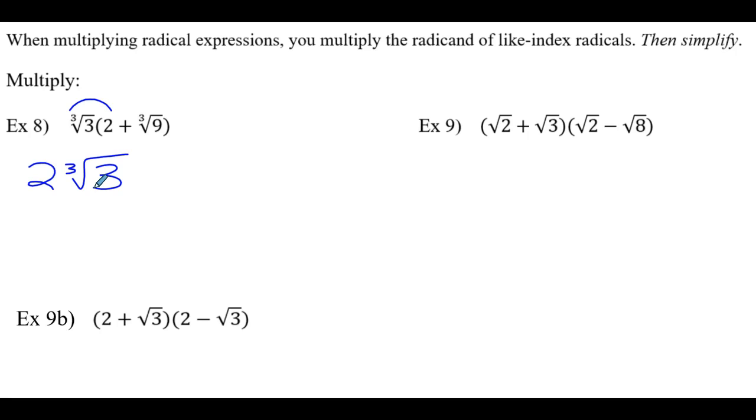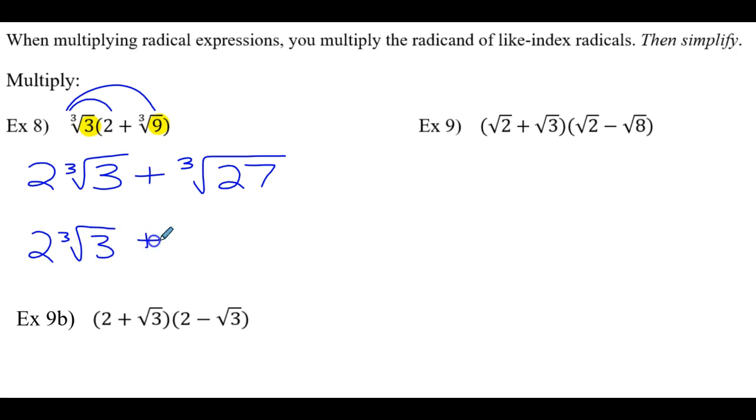And then we have to distribute the cube root to the other one. So plus the cube root of, and then we multiply the radicands underneath. So we multiply 3 times 9 is what? 27. Now you have to ask yourself, can that simplify or is it a perfect cube? And it is. What's the cube root of 27? 3. It's 3. So this is really 2 cube root of 3 plus 3. That's all for that one.